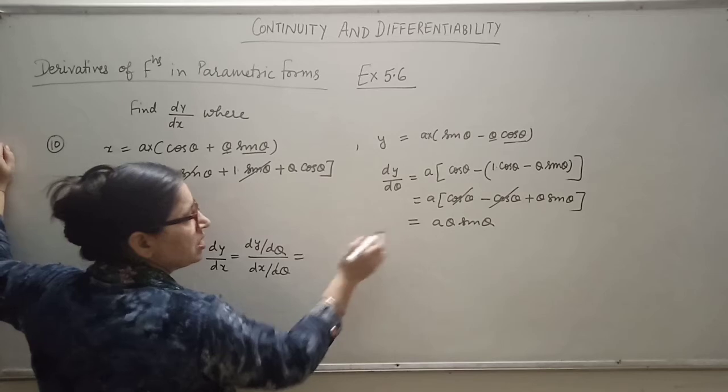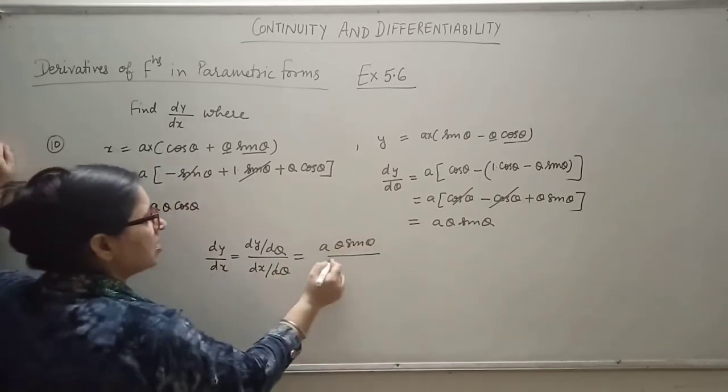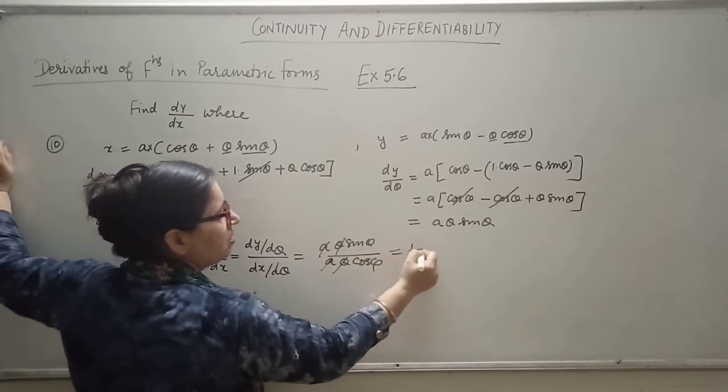So what is dy by d theta? That is theta sin theta. And what is dx by d theta? That is theta cos theta. So they cancel, and it is tan theta.